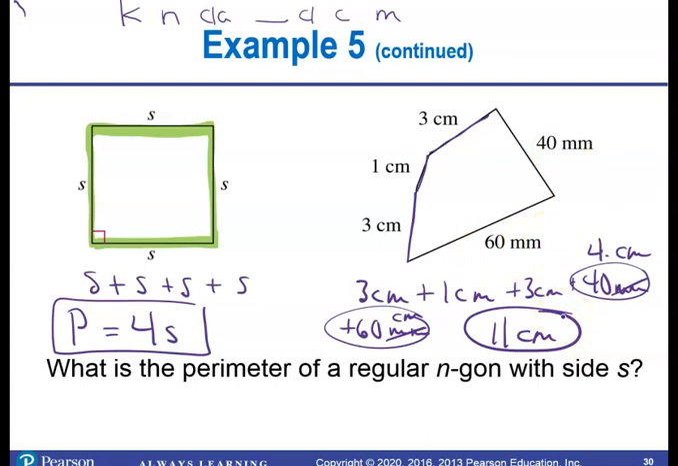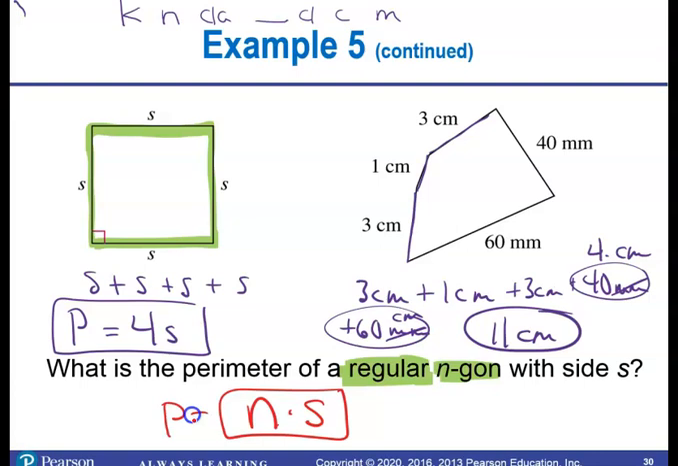So what is the perimeter of a regular n-gon with side S? Okay, now this was a regular square with side S. Really, it's a regular quadrilateral, right? Because all the side lengths are the same. Regular means all the side lengths are the same and all the angles are the same. So if a square has 4 sides and it's 4S, if it's an n-gon, is that not going to be just n times S? Sure it is. So perimeter equals n times S. But this guy's not regular here. We had to know all the side lengths to be able to add that together.